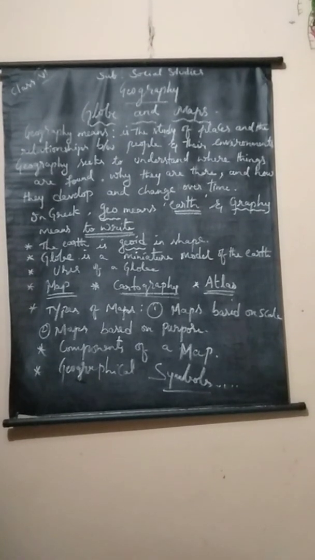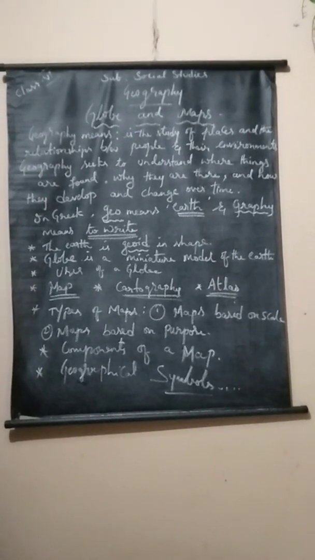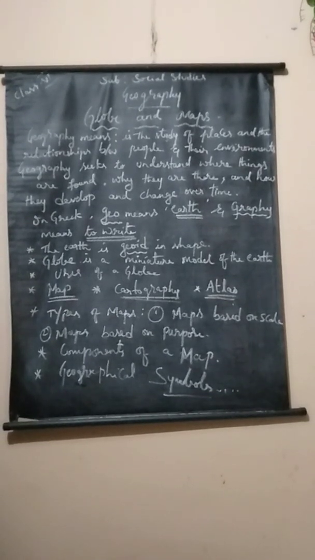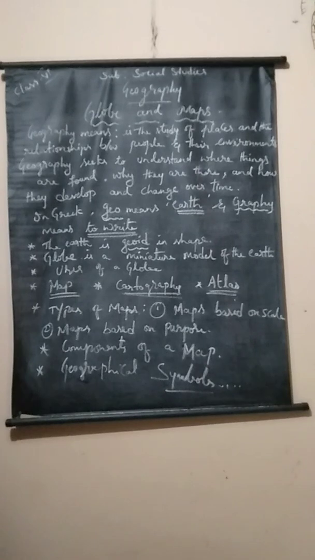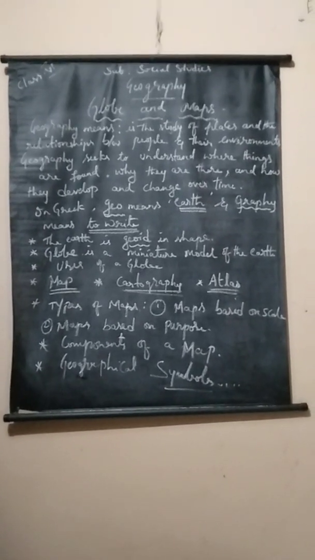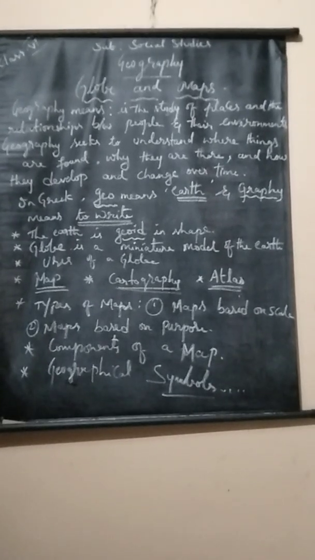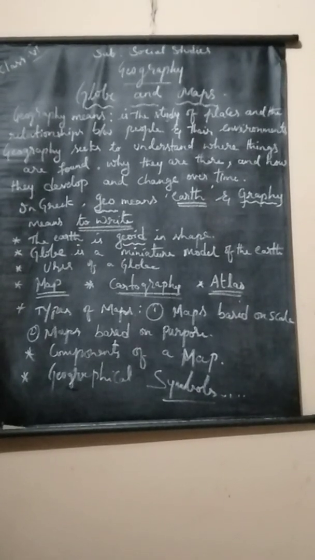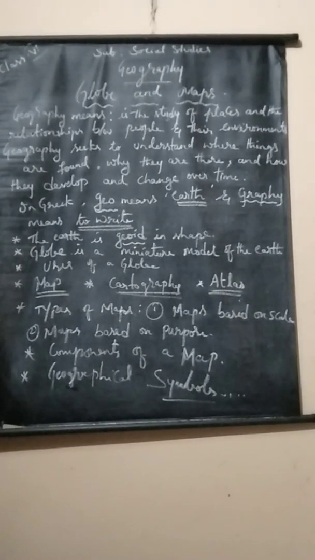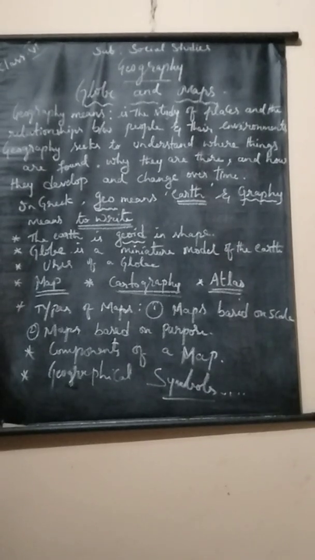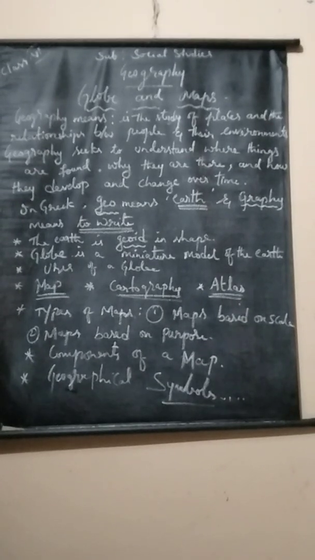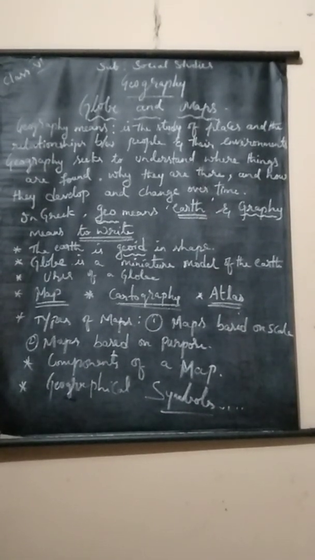Next, what is the feature of the globe? Let us study. The globe is a miniature model of the earth. It is a true representation of the earth's spherical shape and not flat as seen on the map. The earth is a spherical shape. What we are seeing in the book as a map, it is not like that. Okay, it is spherical in shape. Besides, it gives us information about many features of the earth.